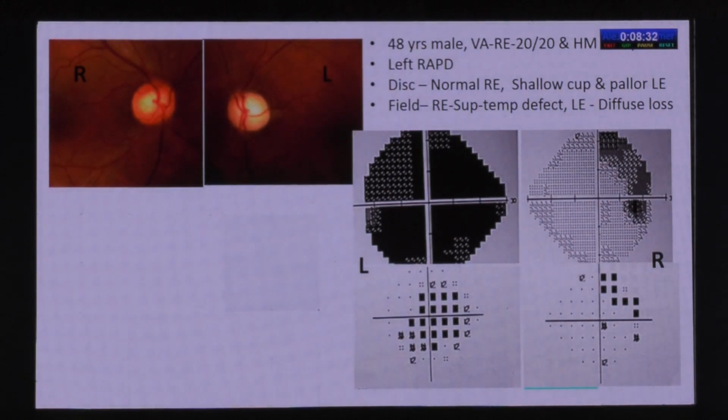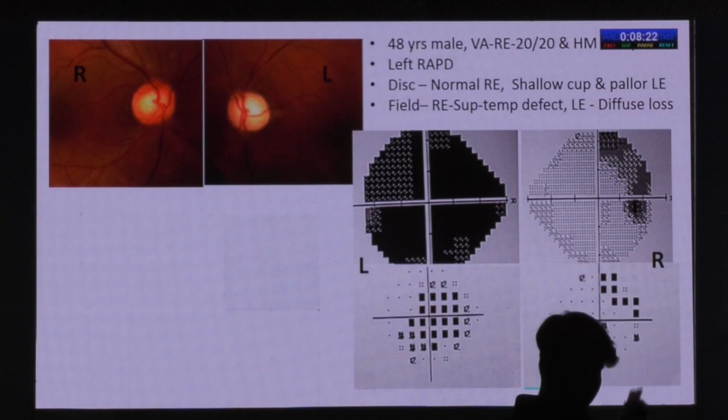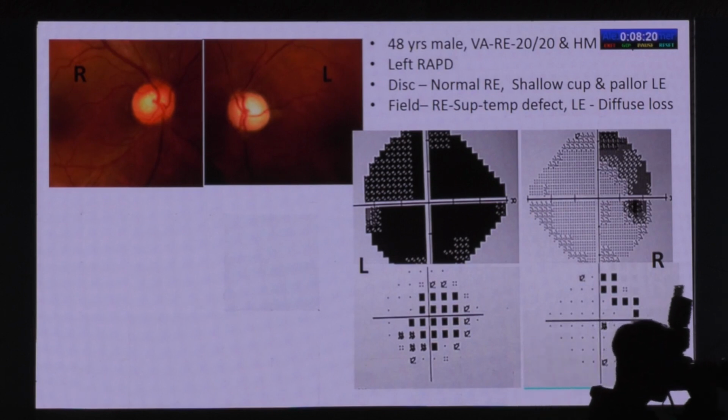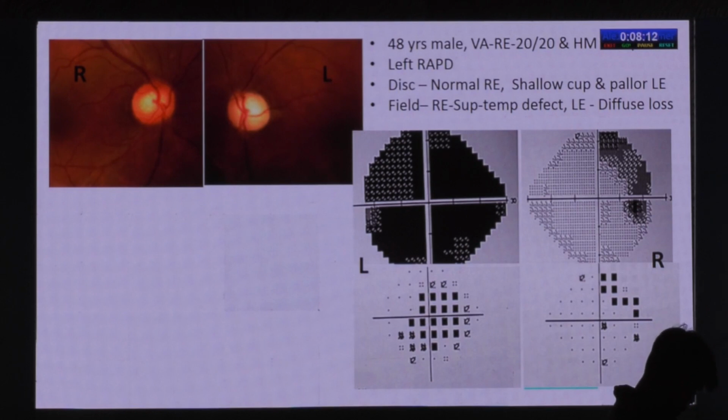And in this case, a 48 year old male with visual acuity of hand movement in the left eye with presence of RAPD, this case showing shallow cup and pallor in the left eye. In the field, the right eye has a superotemporal defect which can easily be mistaken as one of the glaucoma defects, but you see the field defect in the left eye, there is diffuse loss which again is not characteristic for glaucoma.